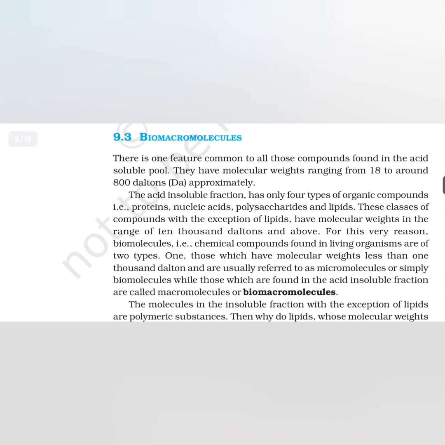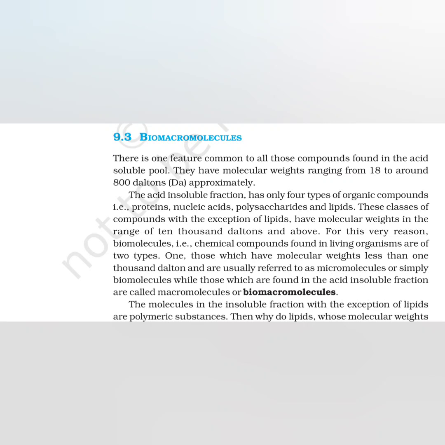Biomacromolecules. There is one feature common to all those compounds found in the acid soluble pool. They have molecular weights ranging from 18 to around 800 daltons approximately. The acid insoluble fraction has only 4 types of organic compounds, that is proteins, nucleic acids, polysaccharides and lipids. These classes of compounds, with the exception of lipids, have molecular weights in the range of 10,000 daltons and above.